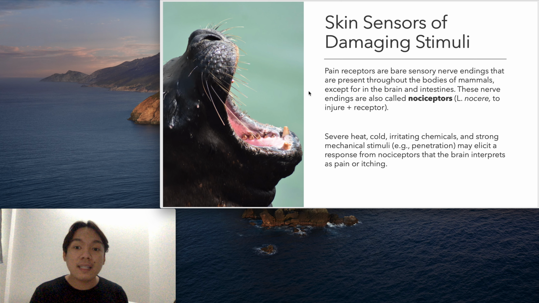So they have skin sensors of damaging stimuli. We call them nociceptors, or severe pain receptors. These are the nerve endings of the bodies of mammals, except in the brain and intestine. Severe heat and cold, irritating chemicals, and strong mechanical stimuli may elicit a response from nociceptors that the brain interprets as pain or itching.